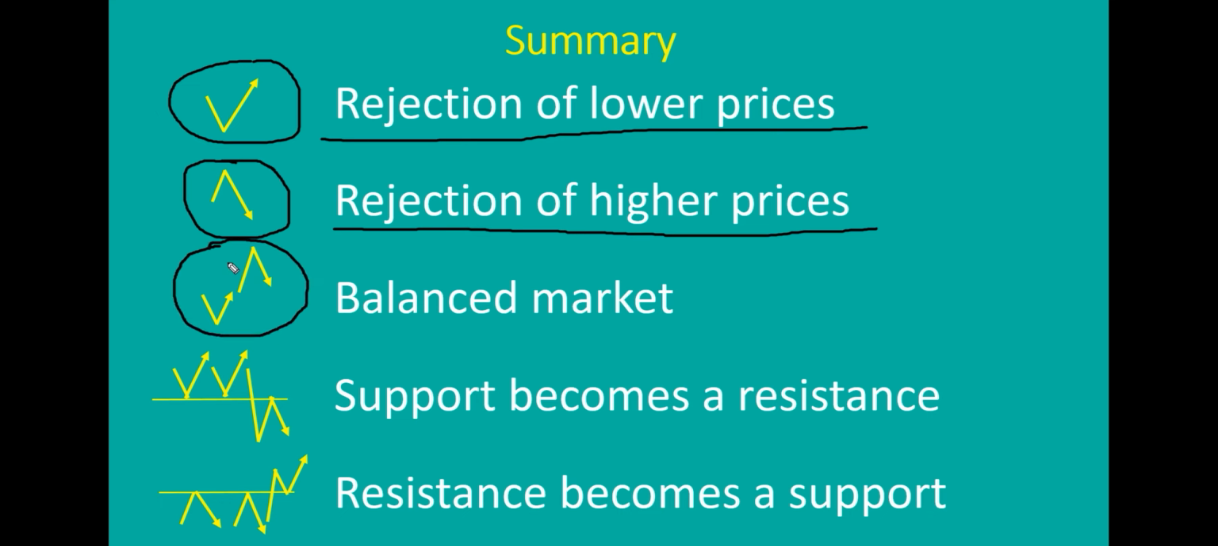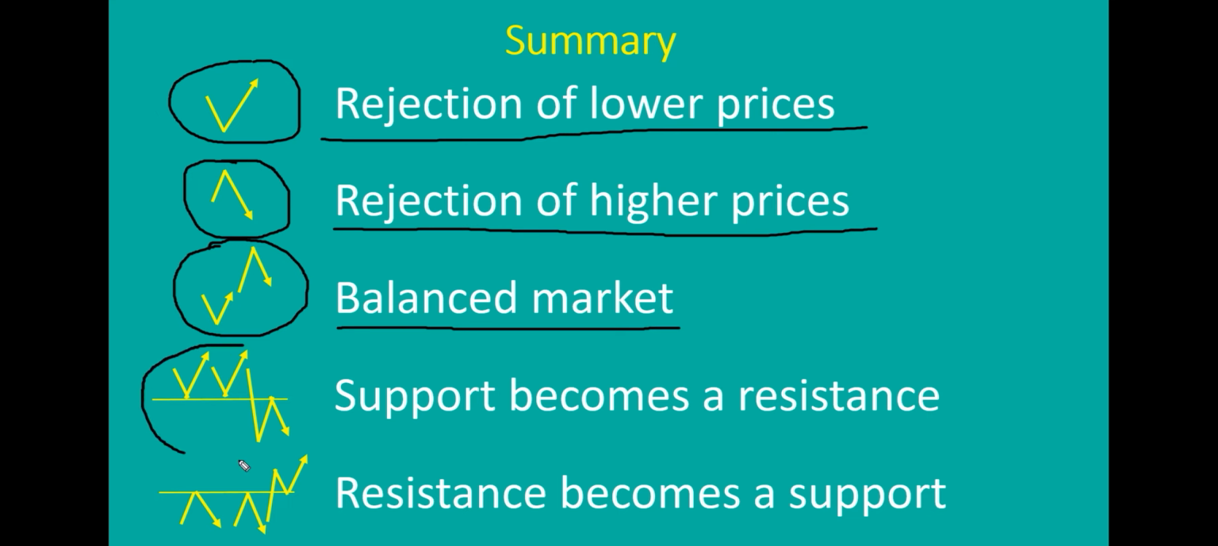This is how a balanced market looks like. When you see rejections of lower prices and higher prices, then the market is balanced and there is a temporary balance between buyers and sellers, and the market is moving in sideways price action.